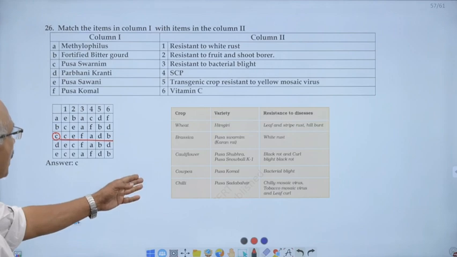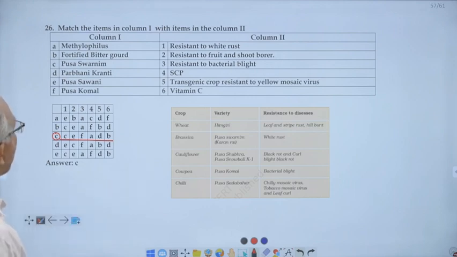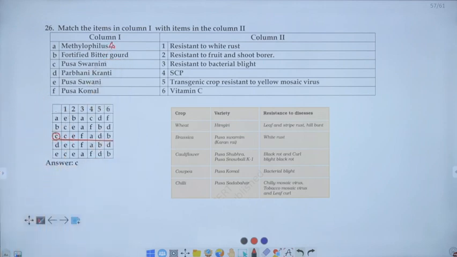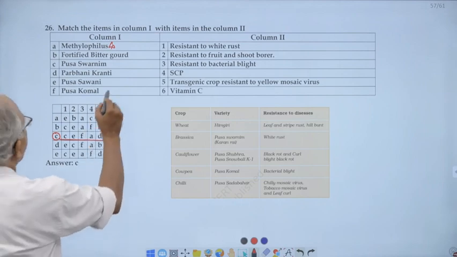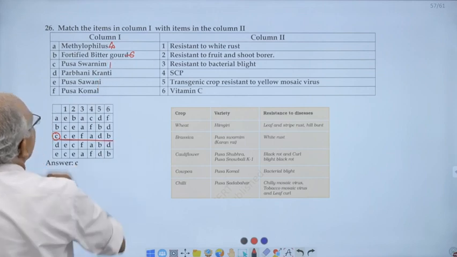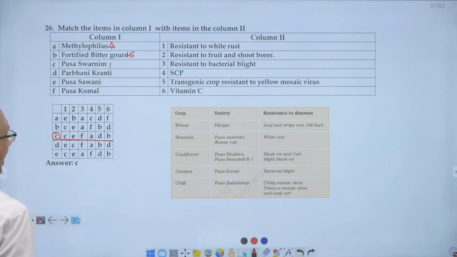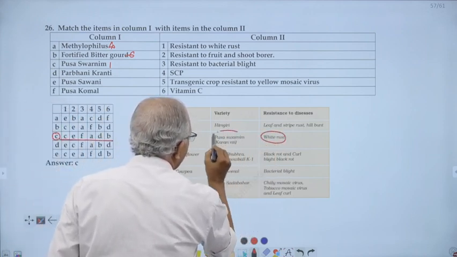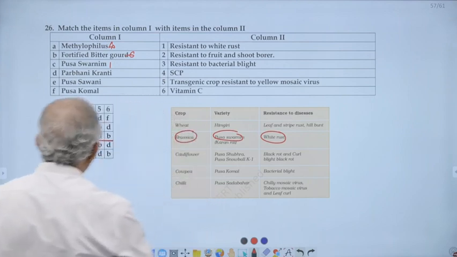So an extended table is given. Methylophilus, we know, is used for single cell protein. Then fortified, it is used for vitamin C. Then Pusa Swarnim, resistant to wheat rust. It is a variety of brassica.